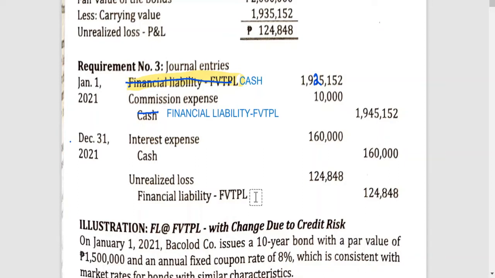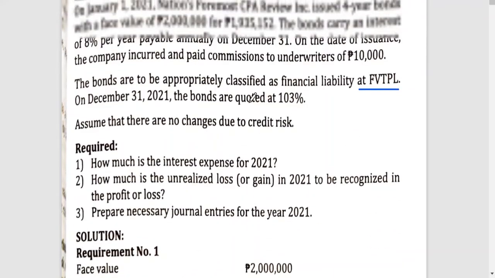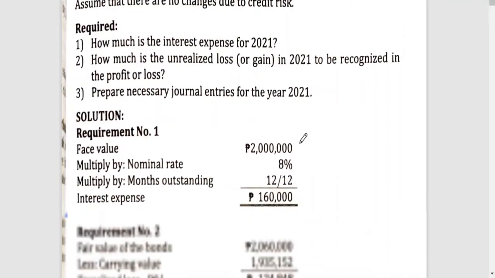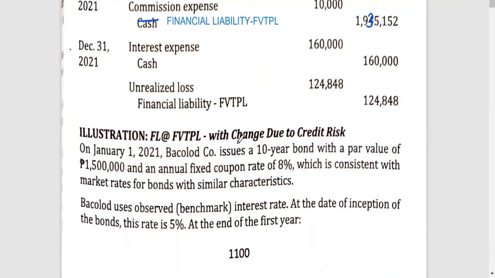FVTPL. Okay. By the way, this one is amounting to, wala pa din na correct, 1935. So kani 1925 kay 1,935,152 minusan sa nagasto nga 10,000. So gi-compound naman siya. Okay, so that is for financial liability at FVTPL with no changes due to credit risk. Okay, let's go to FVTPL with change due to credit risk.